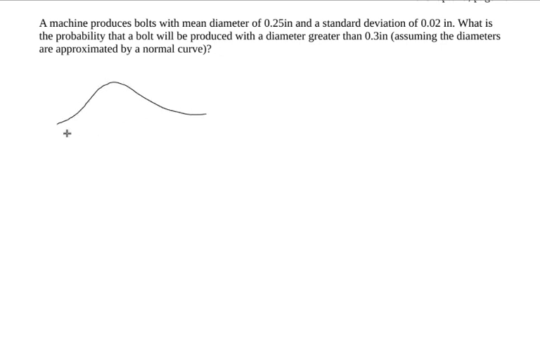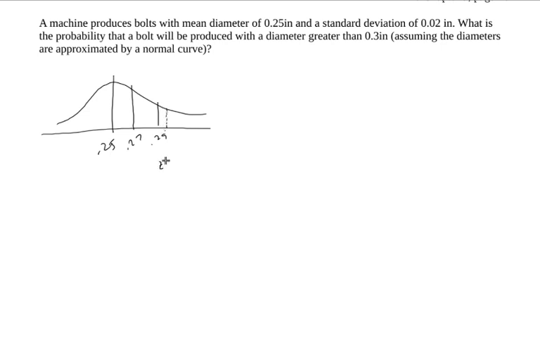So we're saying we have a normal distribution here. That's what saying approximated by the normal curve is. We have a mean of 0.25 and a standard deviation of 0.02. So that means if I was to step over once, I'd be at 0.27. If I was to step over twice, I'd be at 0.29. It looks like to be greater than 0.3, we're going to have to step over 2.5 times.